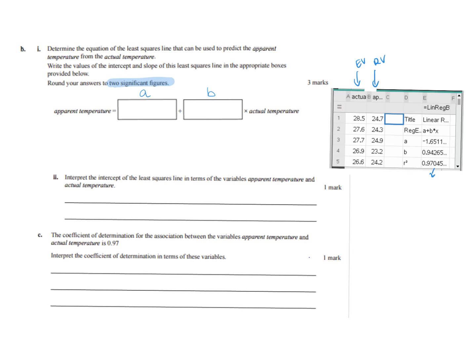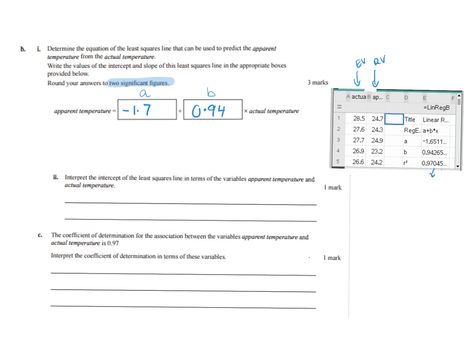So now they're saying 2 significant figures. For the A value, it's actually a negative 1, and then 6 would be my second, but because it's a 5, I have to go up. So there's 2 significant figures for that one. And for B, it would be 0.9 and 4, because the next one's 2.